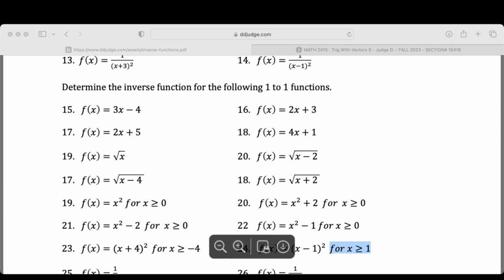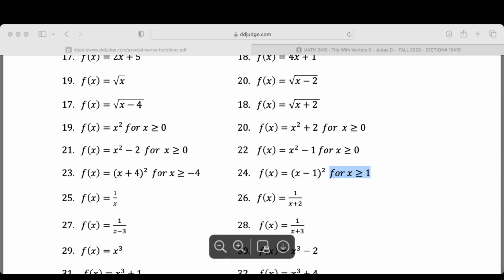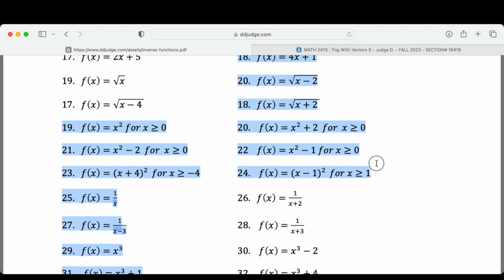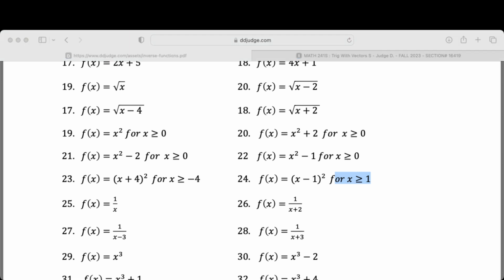19. If I can kind of move that here. Yeah, make it center stage. We did it for questions 19 to 24. All those domains were restricted. For x being greater than or equal to 0, for x being greater than or equal to 0, for x being greater than or equal to -4, for x being greater than or equal to 0, for x being greater than or equal to 0, for x being greater than or equal to 1, we restricted the domain, ladies and gentlemen. To go through the details here, okay?